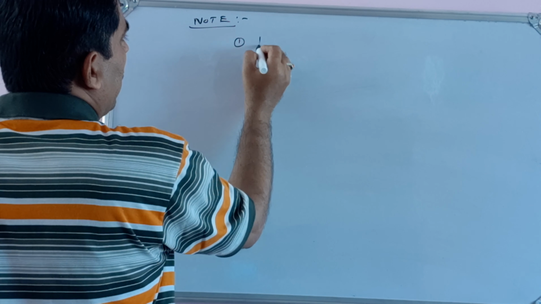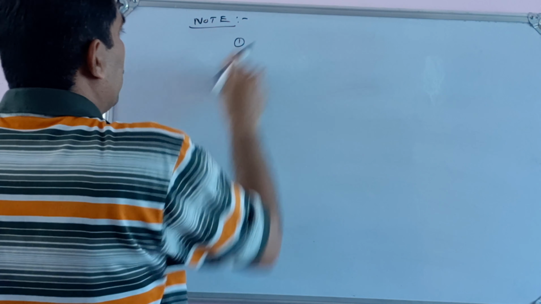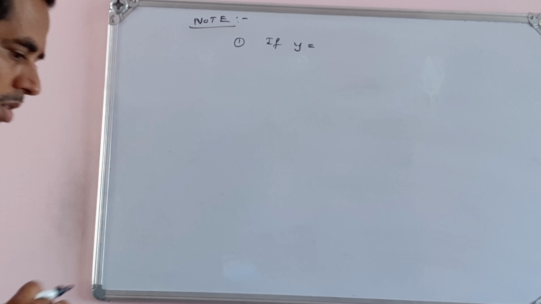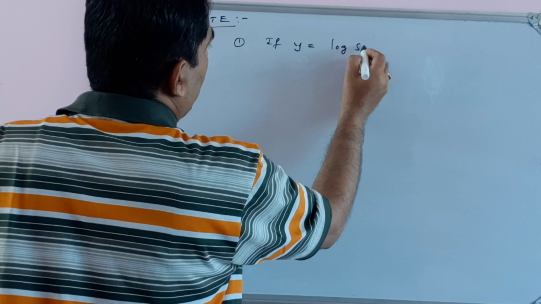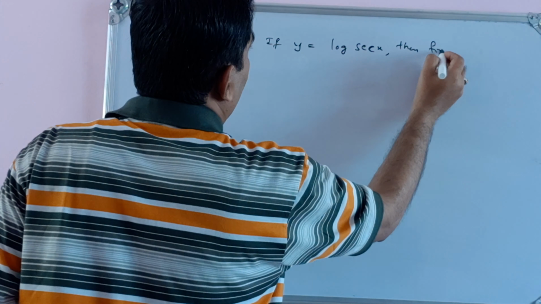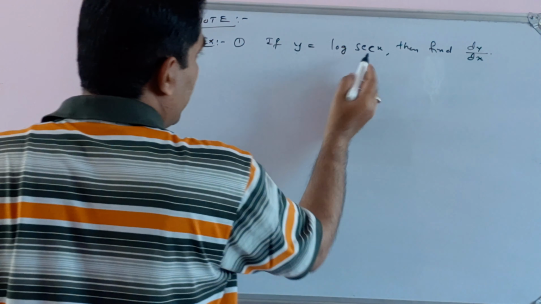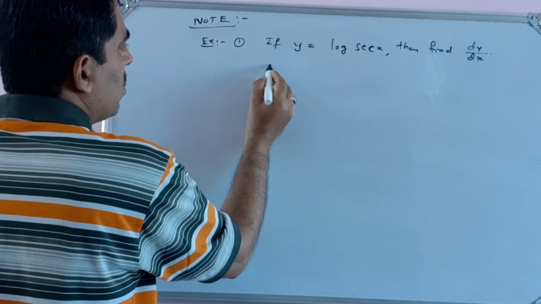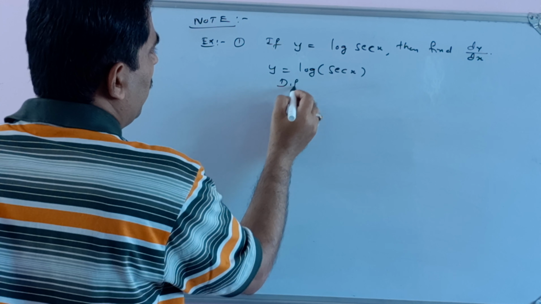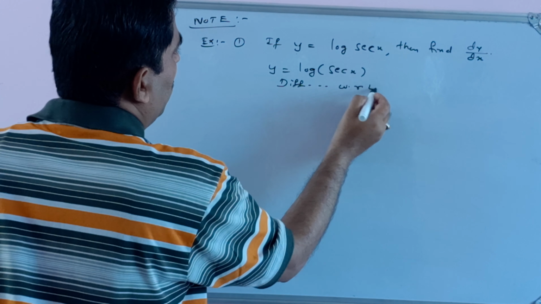Okay, let me write one example here. If y is equal to log secant x, then find dy by dx. Let us write it as example 1, find dy by dx. See, I have given a function log secant x, find the derivative. So let us consider the given function, log of secant x. Now we want to find the derivative. Differentiate both sides with respect to x.